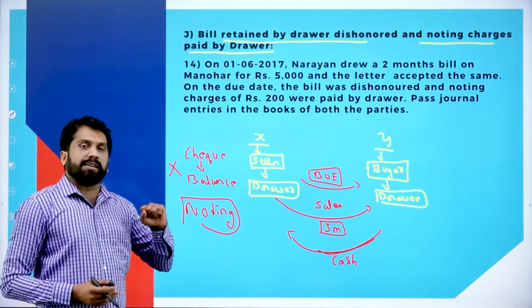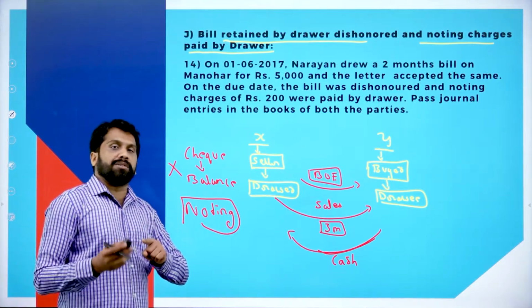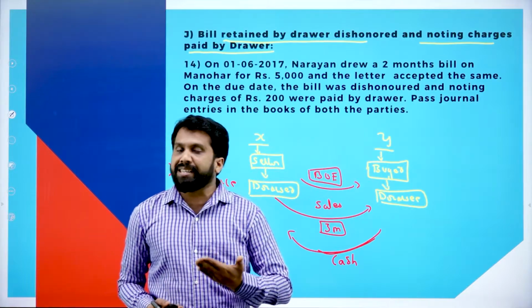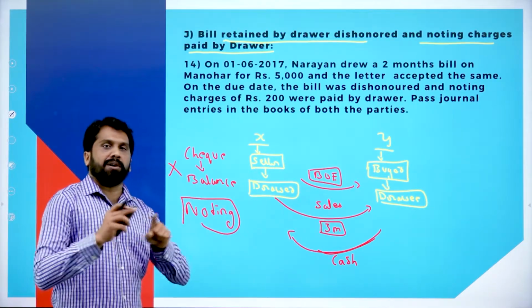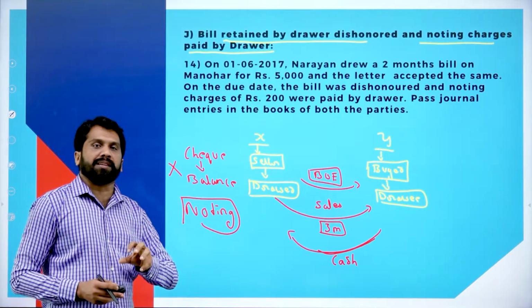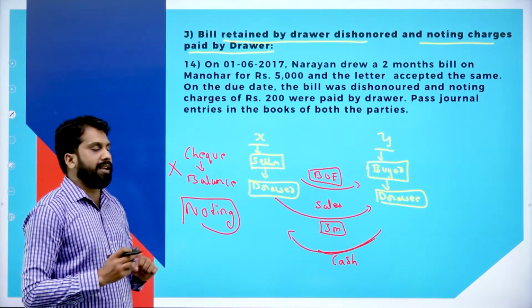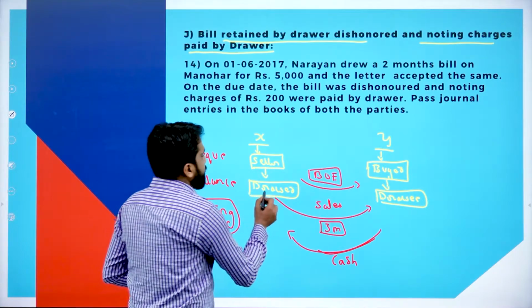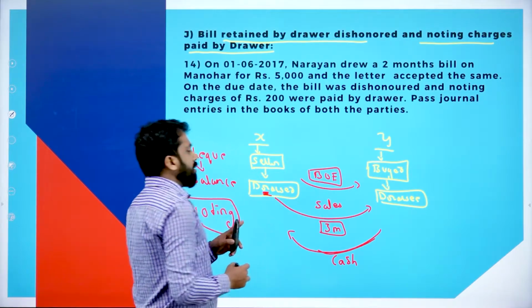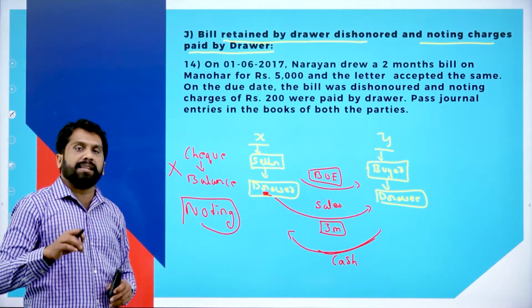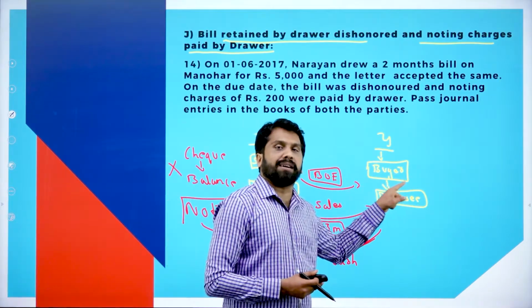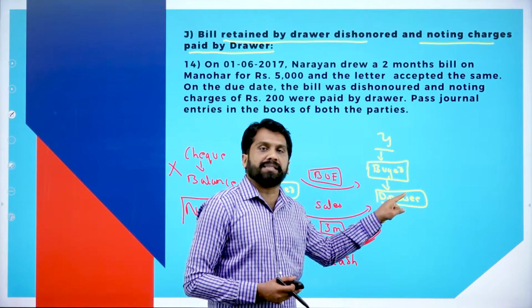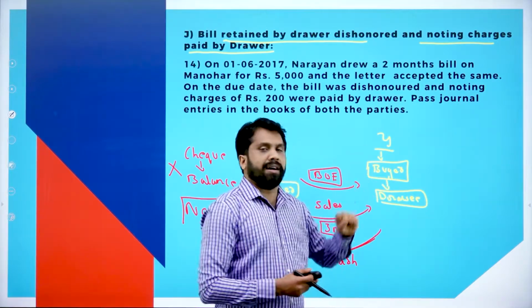Not only that, there are noting charges, and also you have to apply legally. The legal charges we can also call noting charges. All put together, the charges we call noting charges. So after 3 months, what will the drawer do? He goes and presents that check. He realizes that there is no balance in the buyer's account, in the drawee's account.